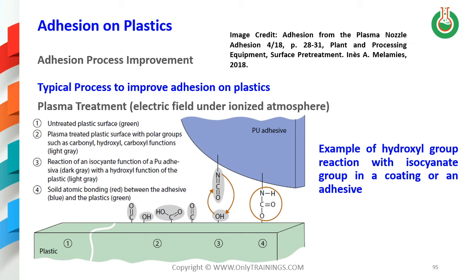This way, after the formation of the hydroxyl groups on the polymer surface, the hydroxyl groups, for example, can react with the isocyanate group in the coating or an adhesive applied on the plastic surface, creating a very strong covalent bond with very good adhesion performance.